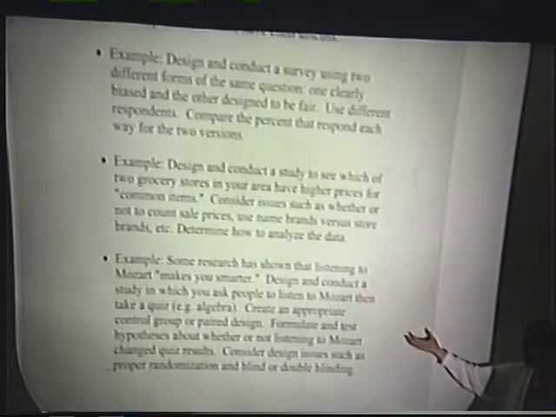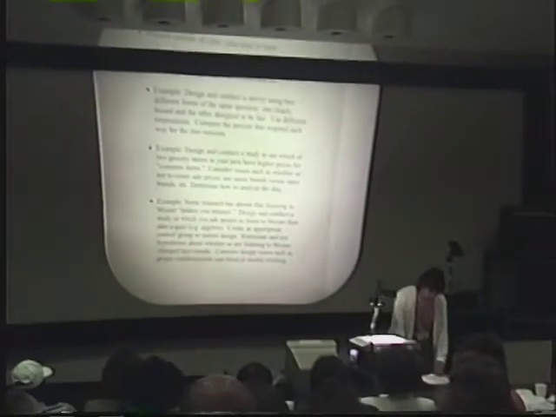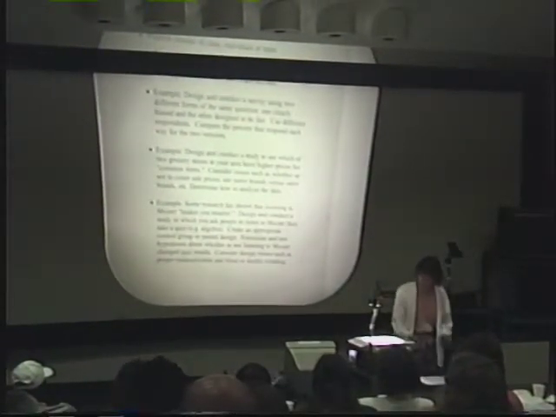So you can just have them design and conduct a study in which you ask people to listen to Mozart and then take a quiz, maybe a quick algebra quiz, and then create an appropriate control group or a paired design, and then formulate and test hypotheses about whether or not listening to Mozart actually changed the results. And there are design issues like proper randomization, blind and double blind, all kinds of issues. Even if you don't actually have them carry it out, you can have them design an experiment like this and then discuss the issues surrounding it. So these are lots of things that you can do to get them thinking about the whole process.